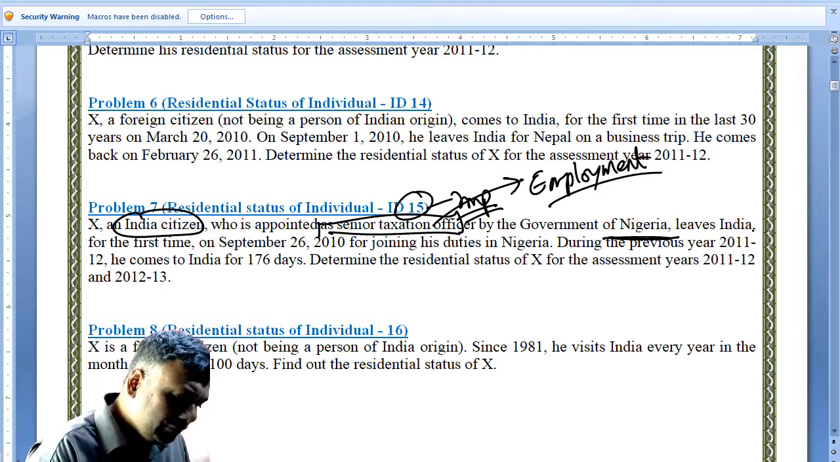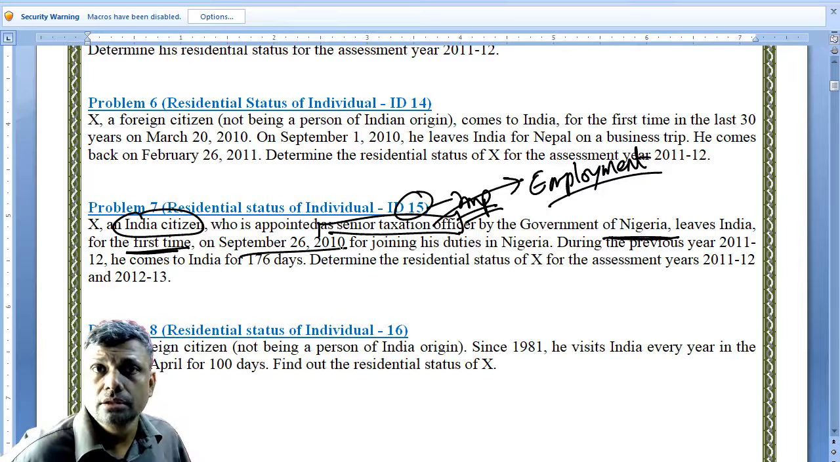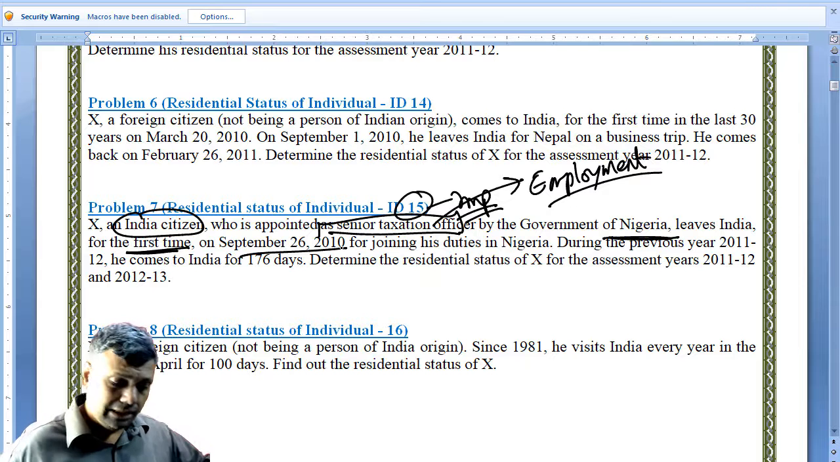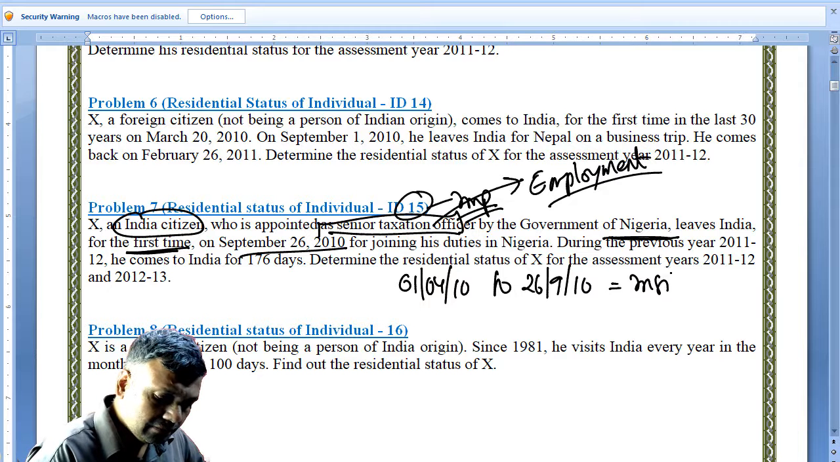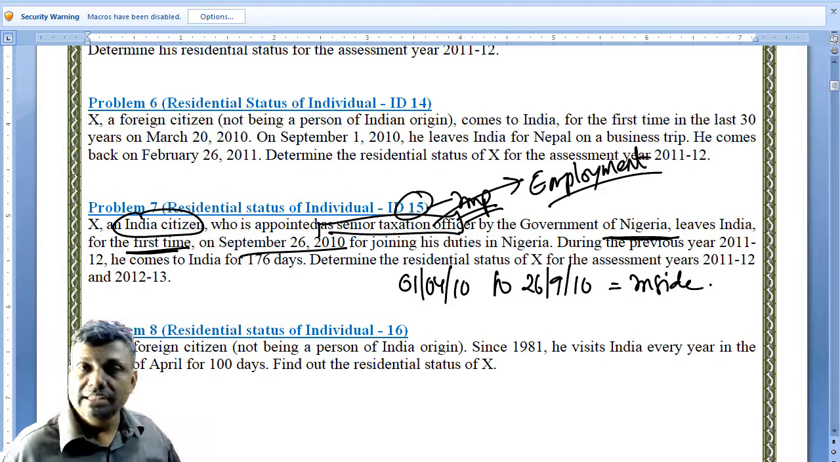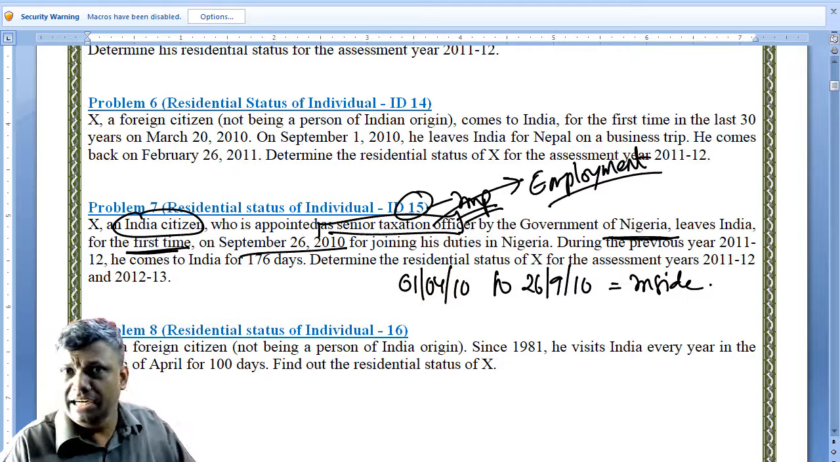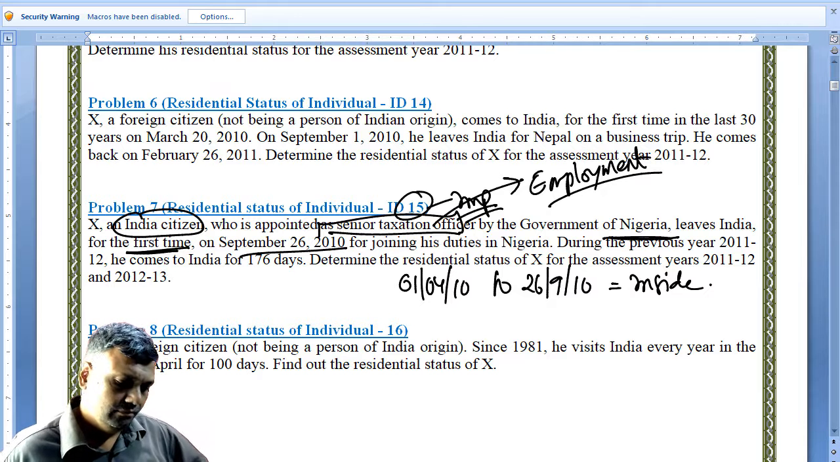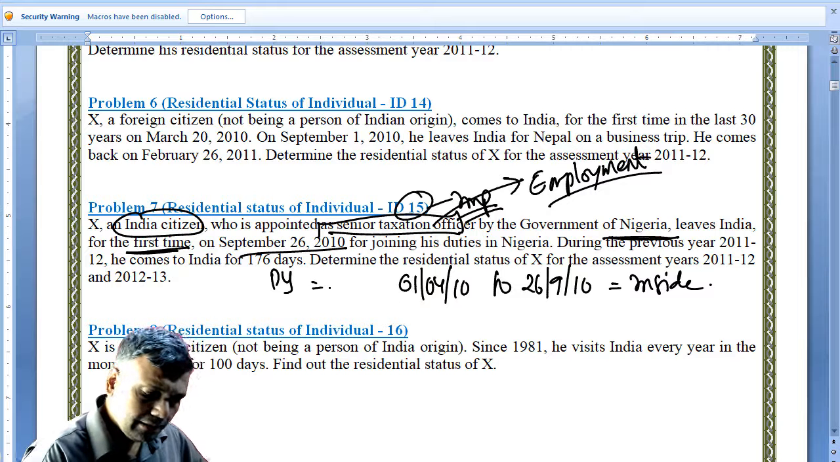And he leaves India for the first time. The first time he is leaving India is on September 26, 2010. So from 1st April 2010 to 26 September 2010, he is inside India, because the day of entry and the day of exit are both counted as inside India. So on 26 September he left, but that day he is inside India, because some part of that particular day is inside India. This is going to be your previous year 10-11.